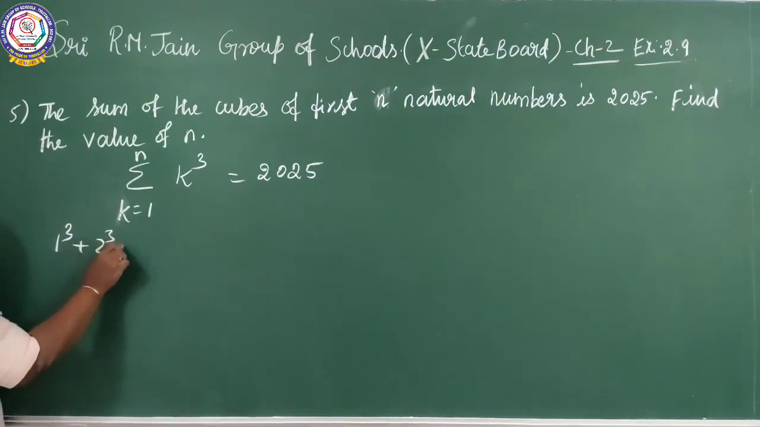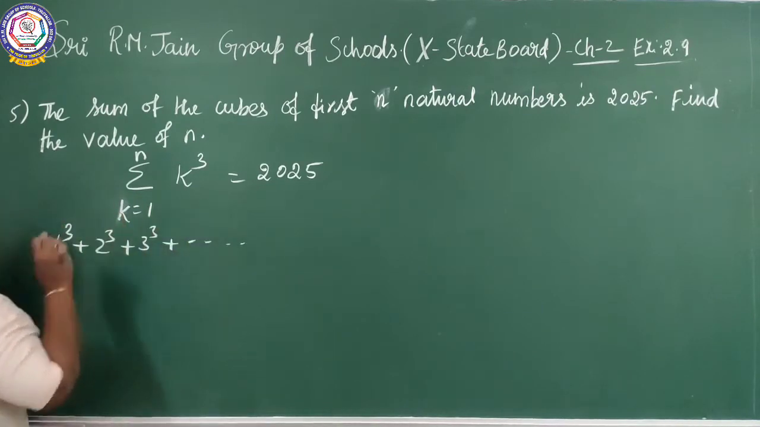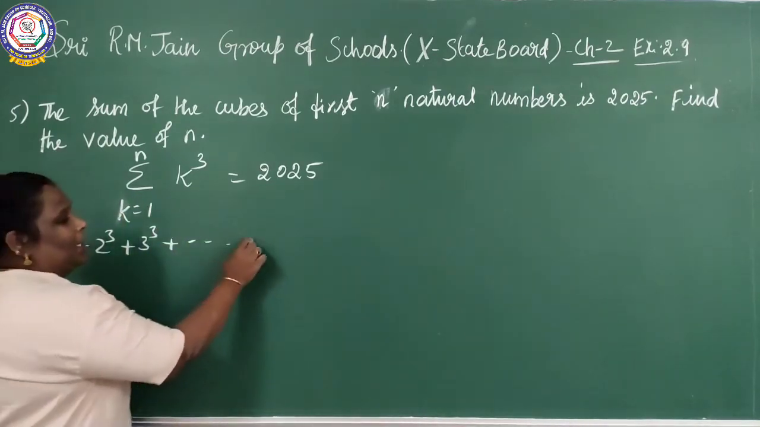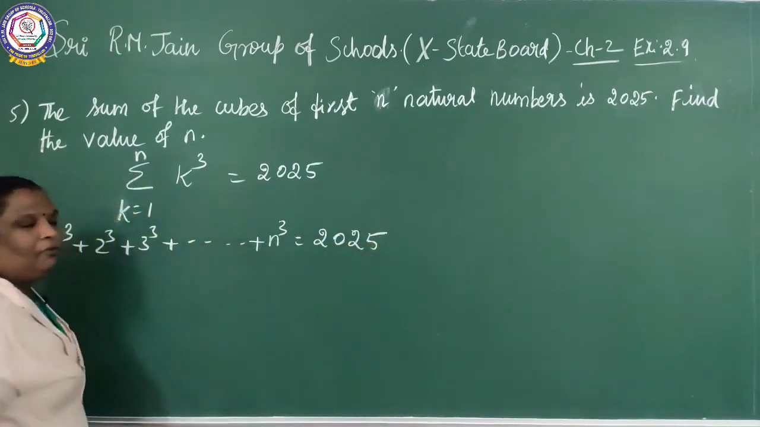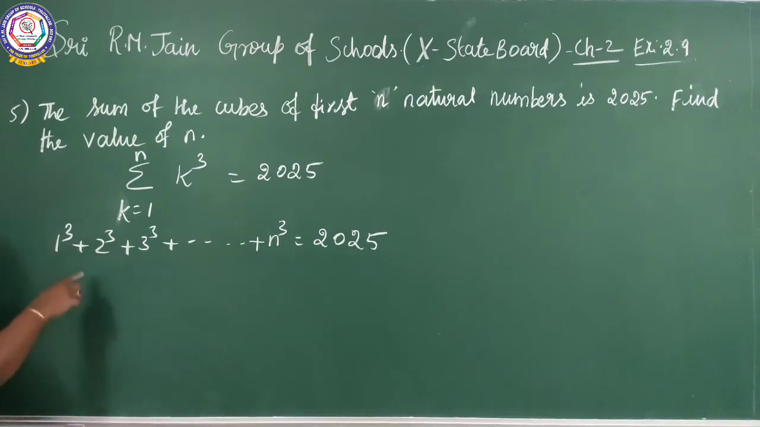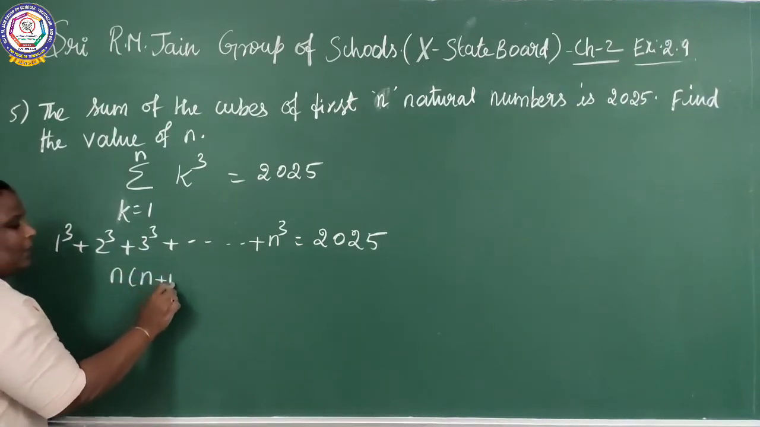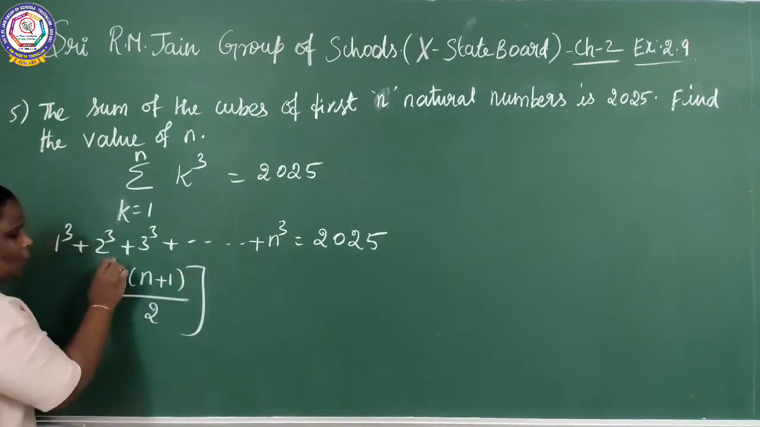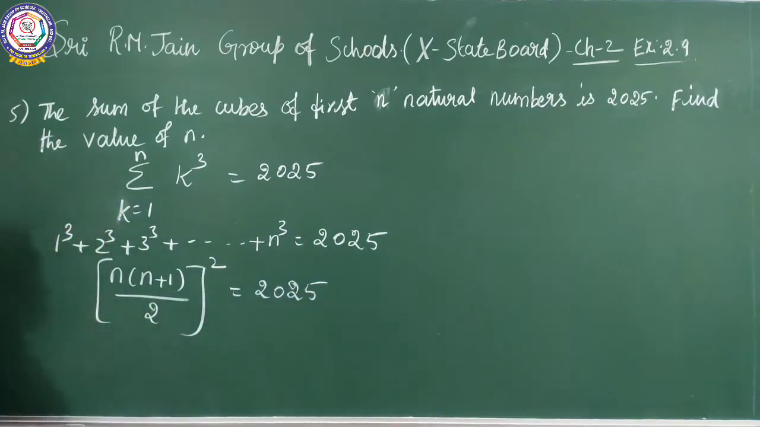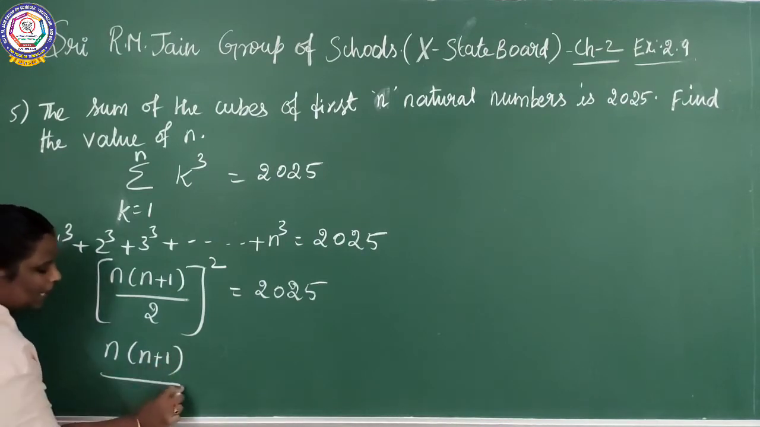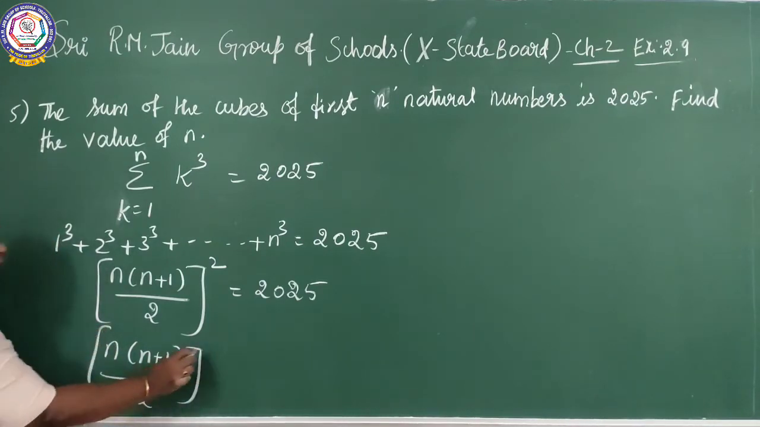What is the meaning of that? 1 cube plus 2 cube plus 3 cube plus etc. plus n cube equals 2025. So what is the formula for this? The sum of the cubes of the first n natural numbers equals n into n plus 1 by 2, the whole square, equals 2025.